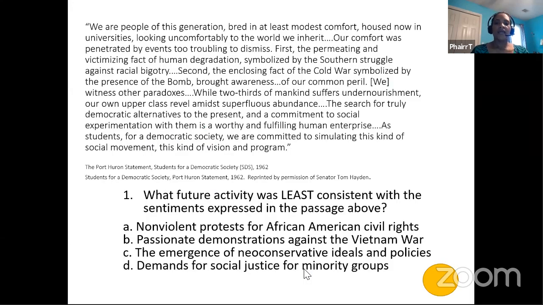All right, so let's do a little bit of guided practice. Remember I told you about the Port Huron Statement, and I told you guys about the Students for a Democratic Society, where here is that statement. So here's your question. What future activity was least consistent with the sentiments expressed in the passage above?